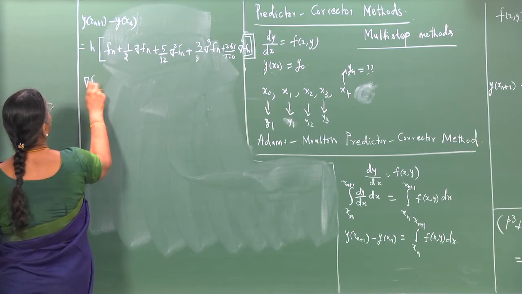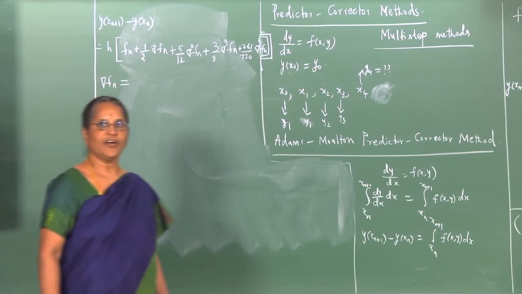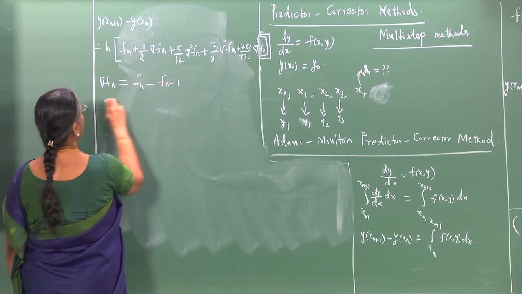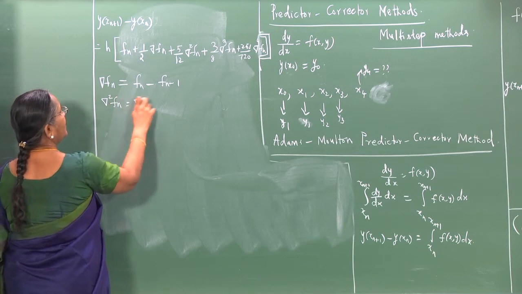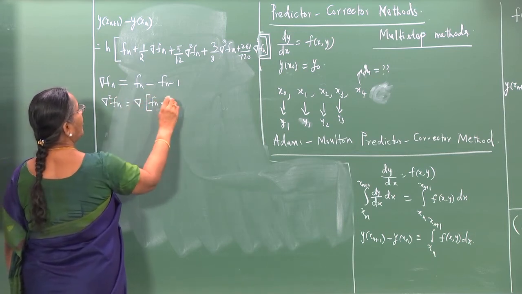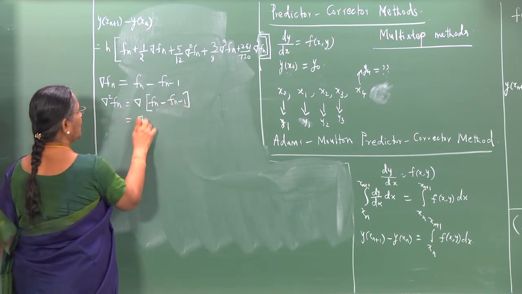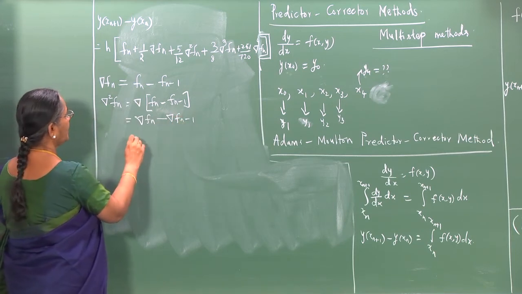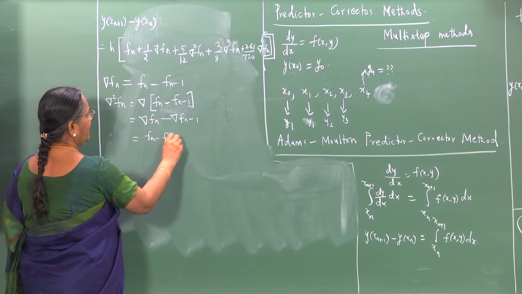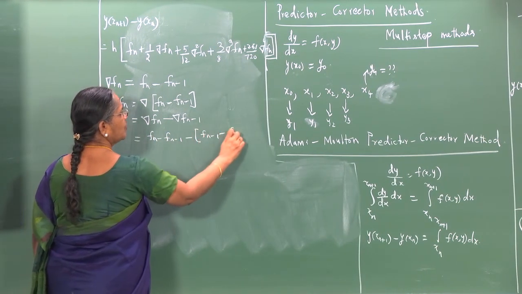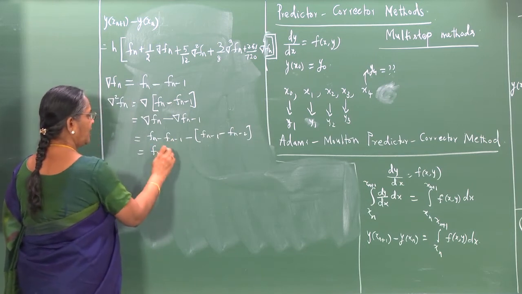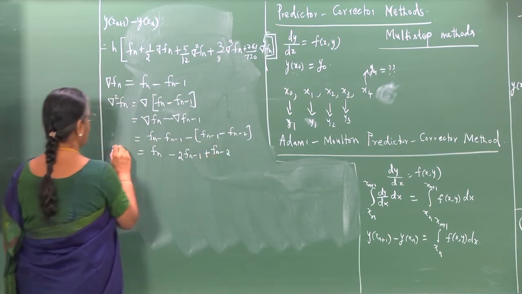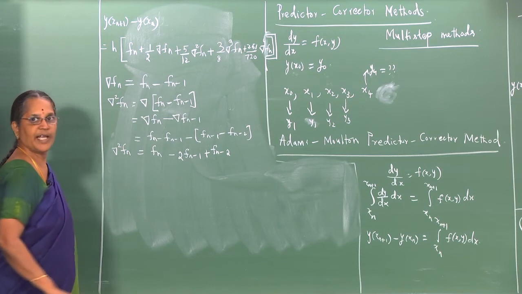So, we use the definition of the backward difference operator on Fn. That gives you Fn minus Fn minus 1. So, what is del square Fn? It is the backward difference operator operating on Fn minus Fn minus 1. So, it is delta Fn minus delta Fn minus 1, and that is Fn minus Fn minus 1 minus Fn minus 1 minus Fn minus 2. So, that will give you Fn minus 2 Fn minus 1 plus Fn minus 2. That is what del square Fn is.